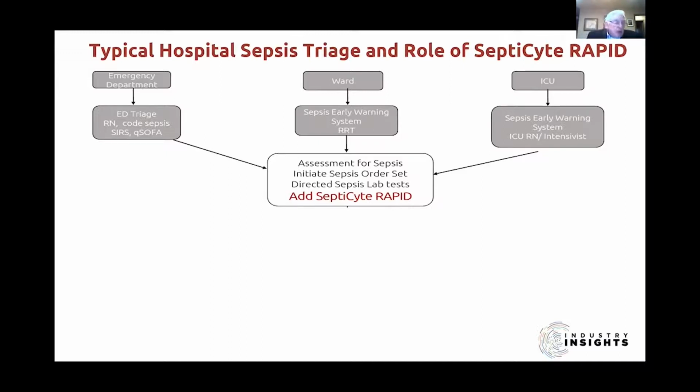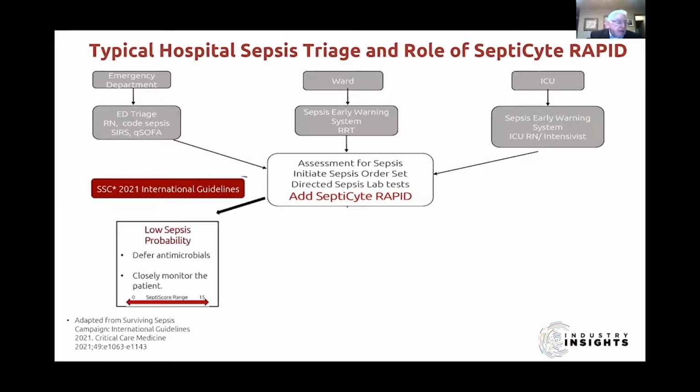This usually leads to an early warning process where a sepsis bundle may be initiated with directed sepsis lab tests being ordered. We feel that Septicide Rapid needs to be added to this bundle process and included in that order set. Next.